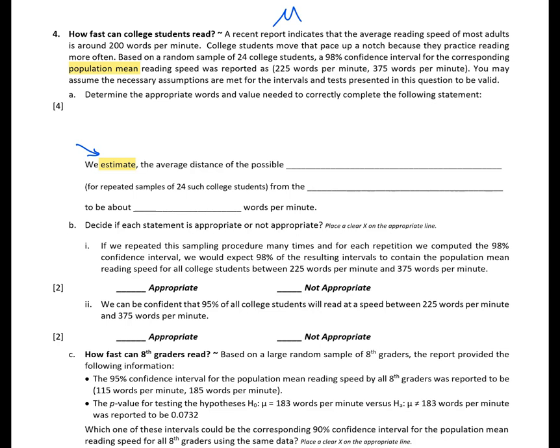Well, we know for repeated samples of size 24, with each new sample, we're going to get a different sample mean, x bar. And we want to know how all of these x bars, all of these sample means, would vary from the true population mean, that fixed parameter mu. So what we're going for here is the term for the standard error.